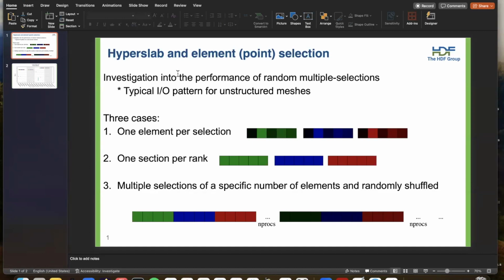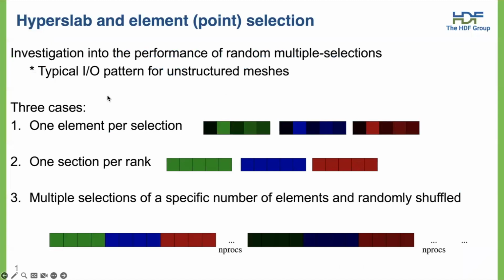And Quincy, remember this? Moab had this same type of issue, and we were helping them figure out the best way to do that. So what I did is write a simple program to investigate the performance, comparing hyperslab selection to point selection, and when one outshines the other, I guess. As I mentioned, this is typical for unstructured meshes. So I did three cases.